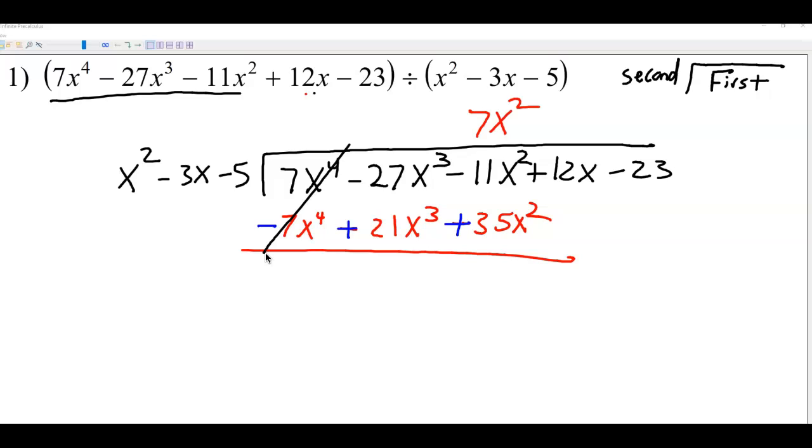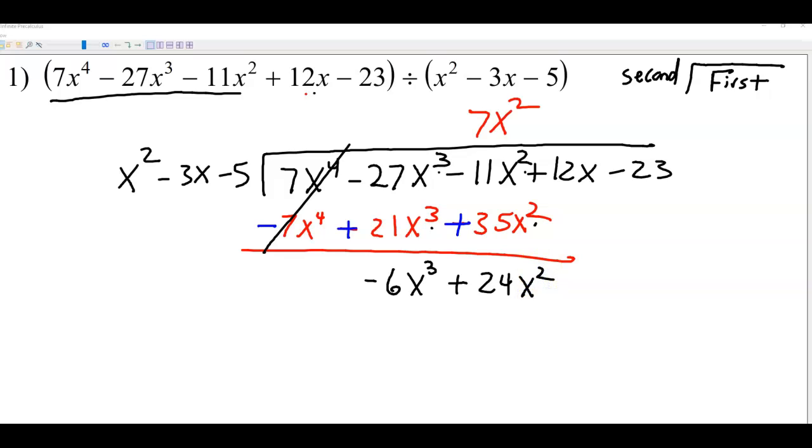Now, notice how my like terms are lined up? Cube, cube, square, squared. That's nice. It should work out like that every time. What is negative 27 plus 21? Negative 6. And it's still an x cubed, right? So we're just combining like terms. How about this? What's negative 11 added to 35? 24 x squared.